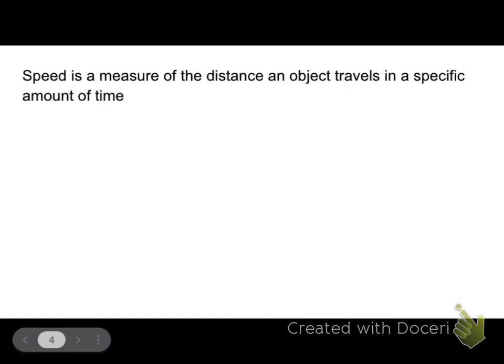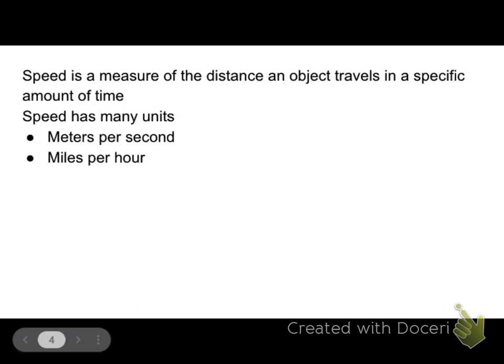Speed is a measure of the distance an object travels in a specific amount of time. Okay. So you take distance traveled divided by time. Okay, that's speed. Speed has lots of different units. Here are some common ones that you will probably see throughout this chapter. Meters per second, miles per hour. Okay, you might even see kilometers per hour.